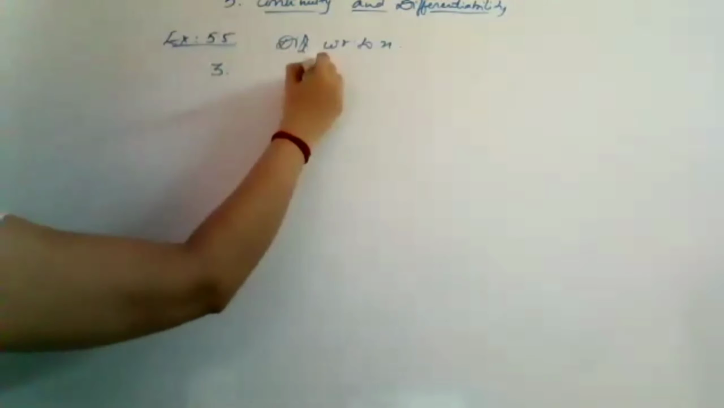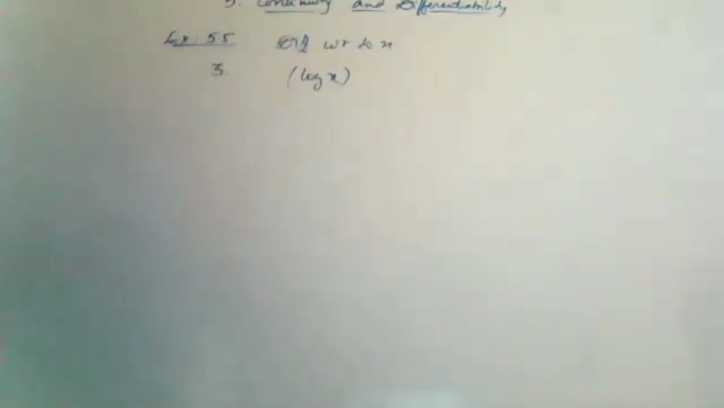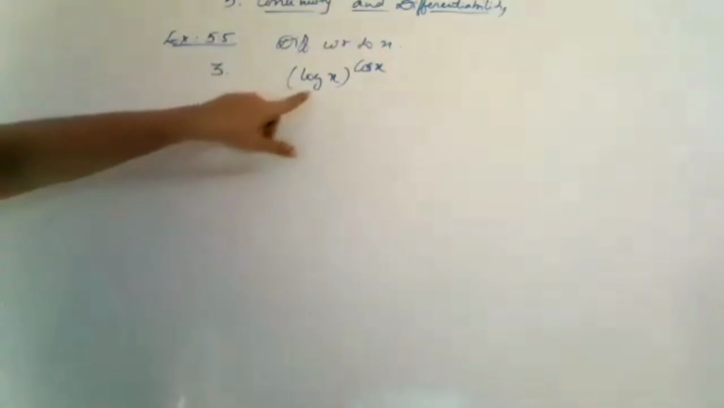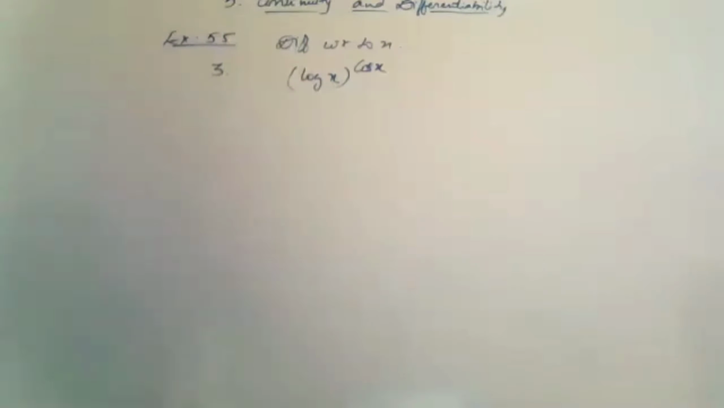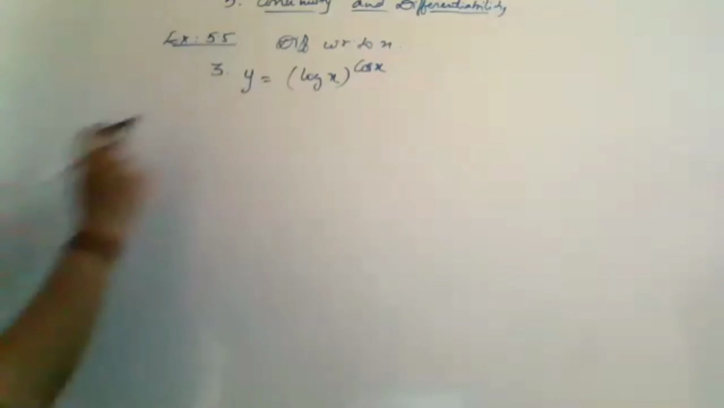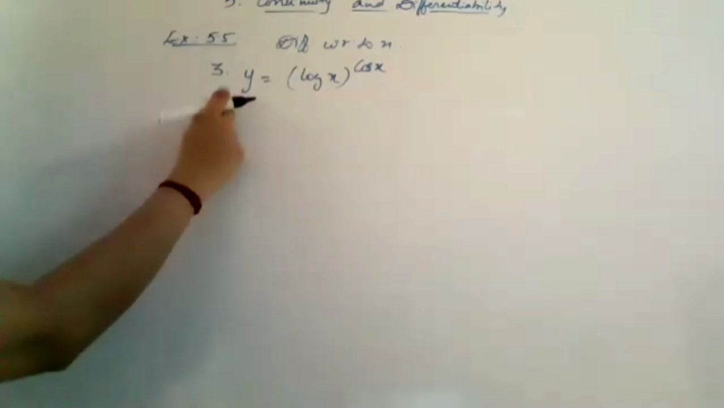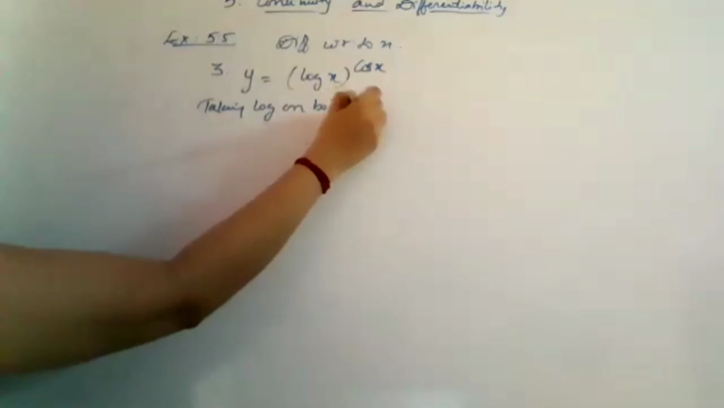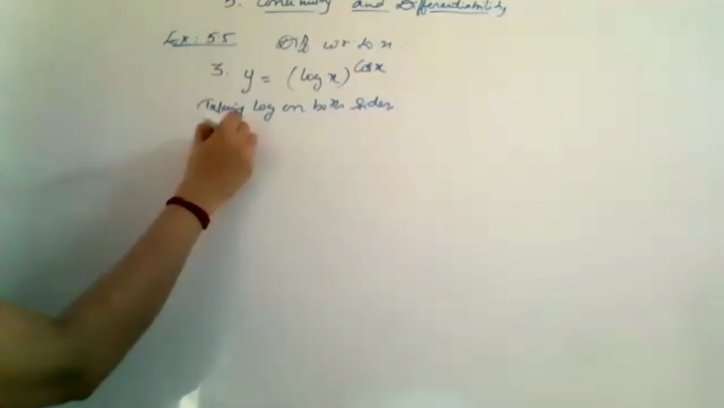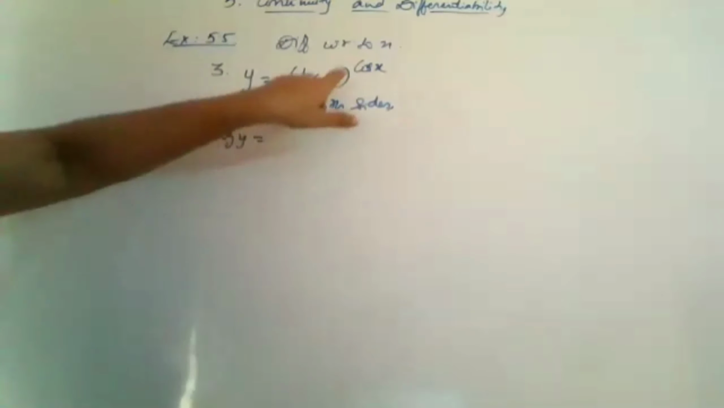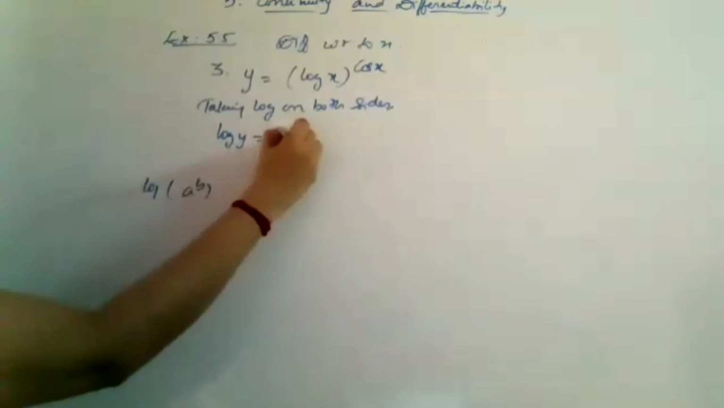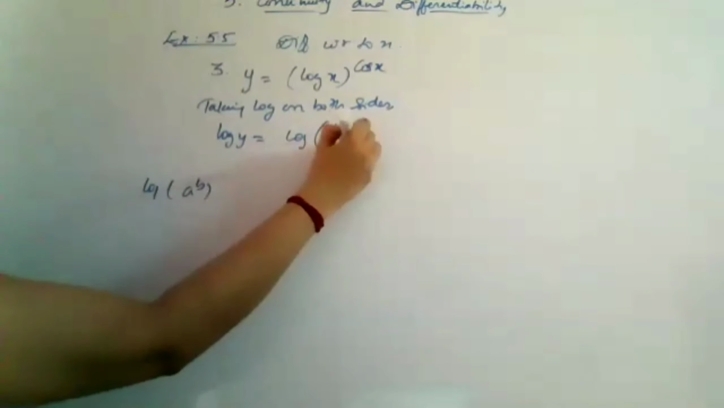Third one. Log x, the whole raised to cos x. So for these things, you need not think in which way you have to do. If you have a power, directly go for logarithmic differentiation. Put the question as y equal to, take log on both sides. You get log y is equal to, again, log x the whole raised to a raised to b form. So you will have log of a raised to log of log x the whole raised to cos x.